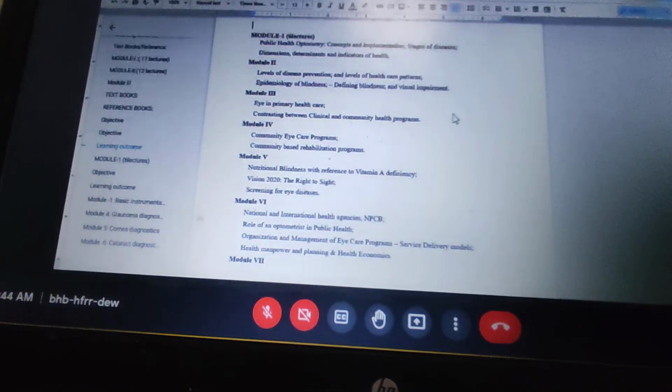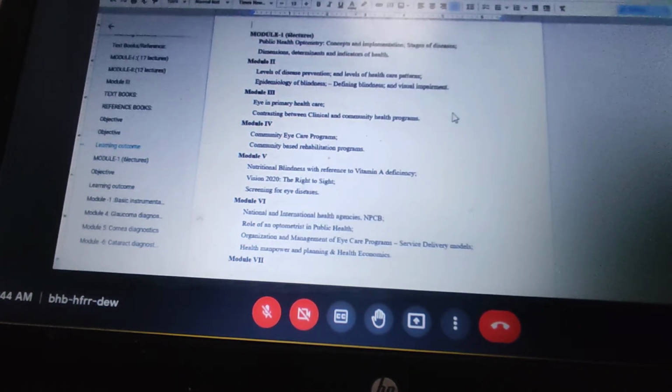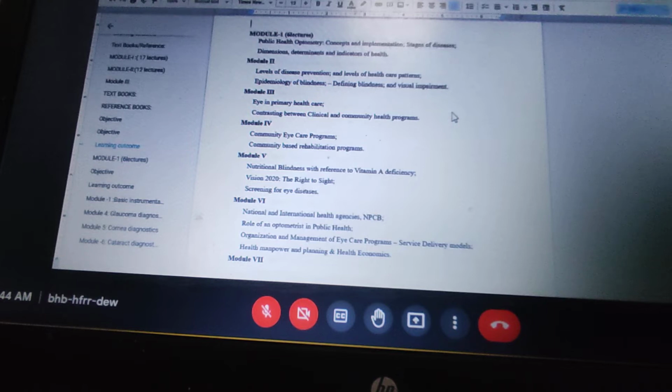Clear? Did you all make a note of the syllabus? At least one of you, so that you can share with your classmates later on.